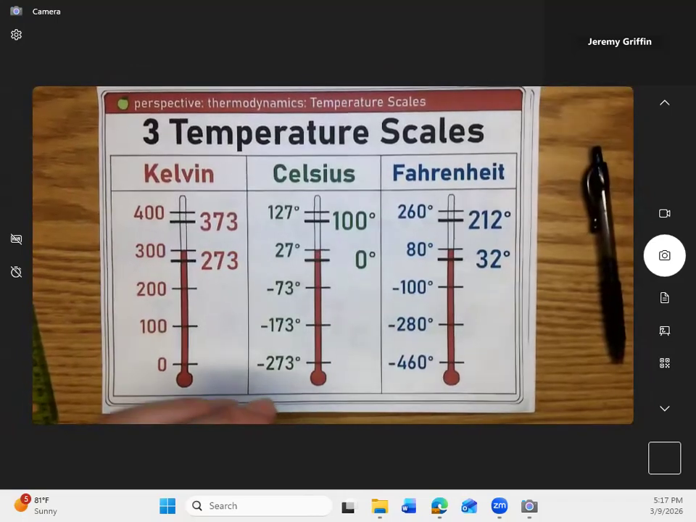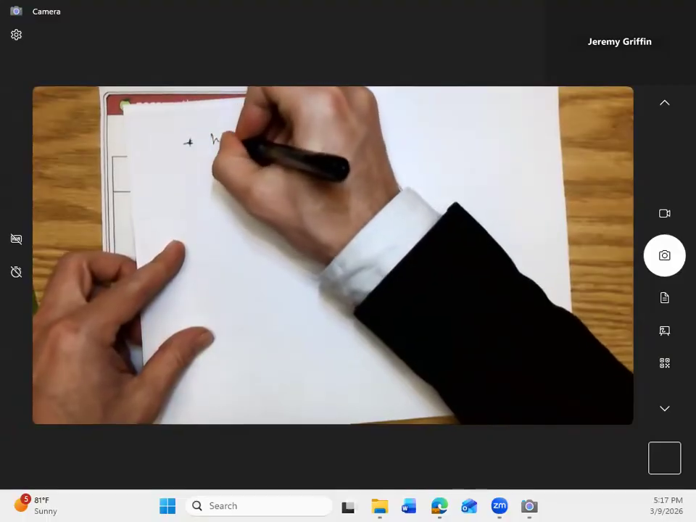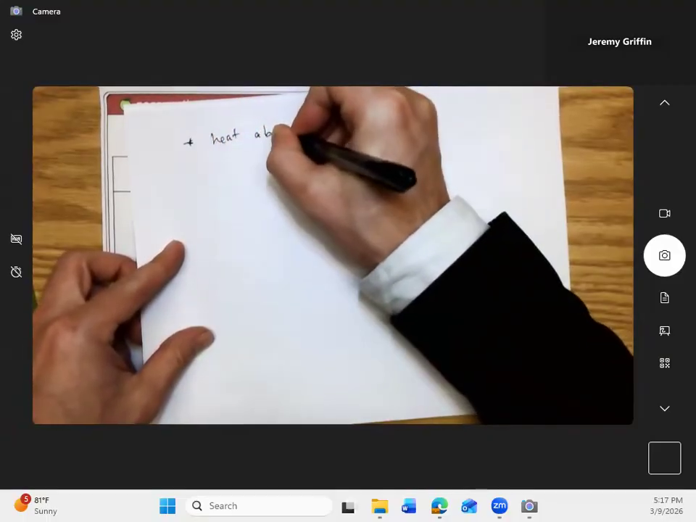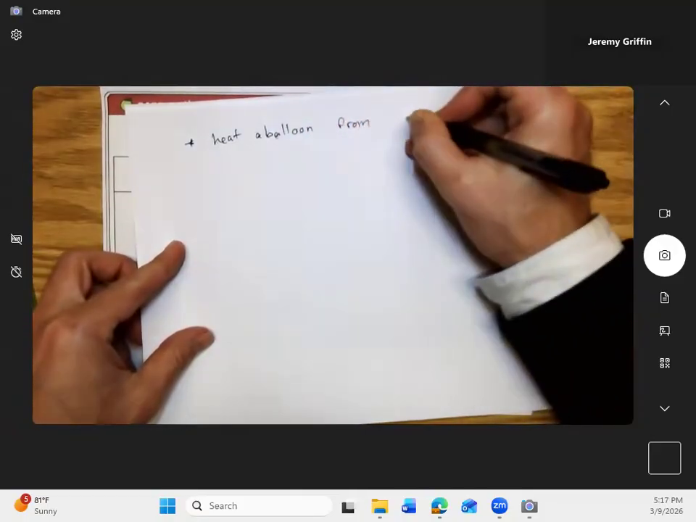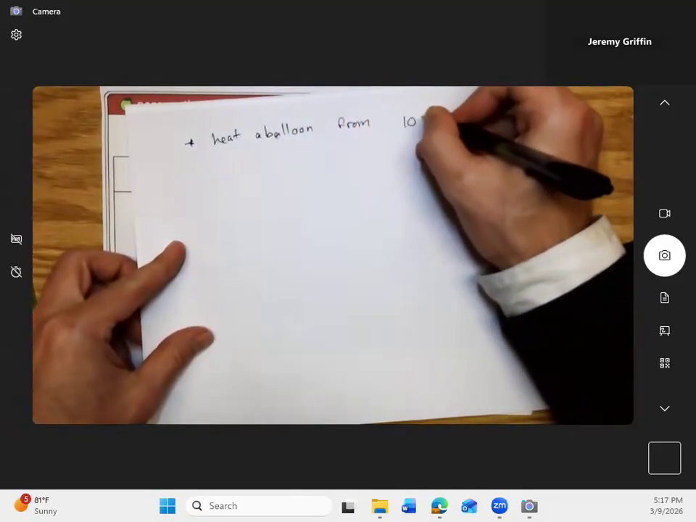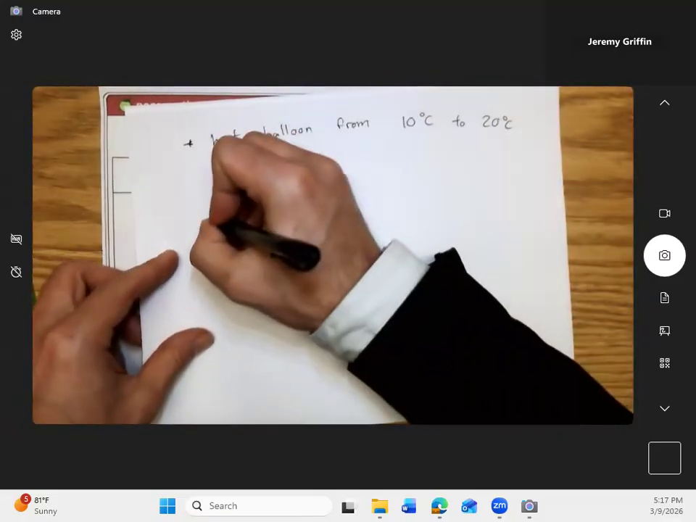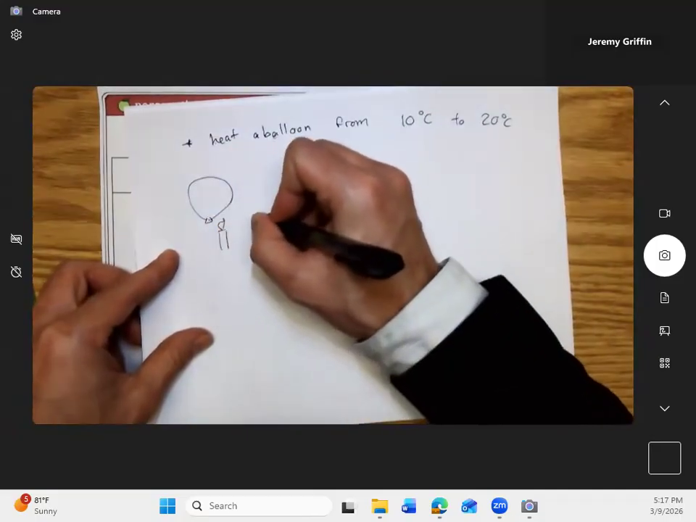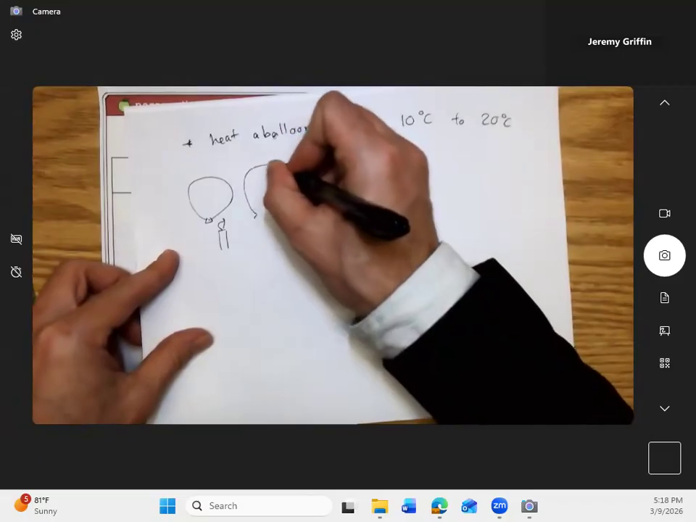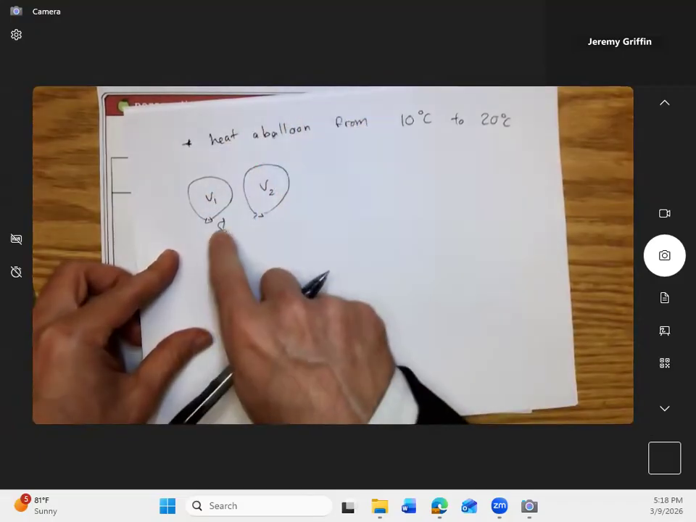So here, I'll do a numerical example like I did in class. Suppose you heat a balloon from, let's say, 10 degrees Celsius to 20 degrees Celsius. I'll give you guys a visual right here. Here's a balloon. I'm going to hold a candle up to this balloon, and because I'm heating it up, it will expand. It's going to get bigger. Call this V1 and call this V2, so volume 1 and volume 2.